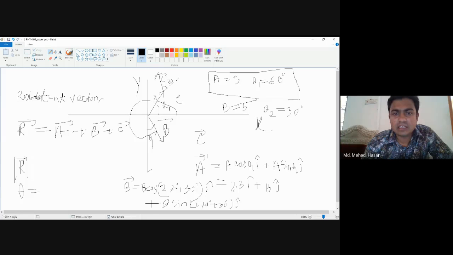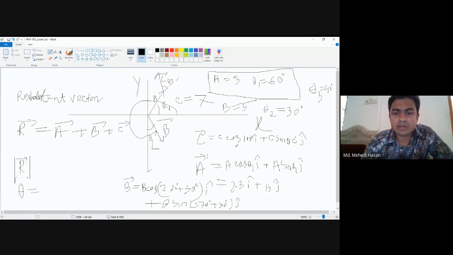And in case of C, the magnitude says C equals 7, and the angle in this case will be theta 1 plus theta 3. Theta 3 is given 40 degrees, so 60 plus 40 will be 100 degrees. Then you can say C equals C cos 100 degrees i plus C sin 100 degrees j.